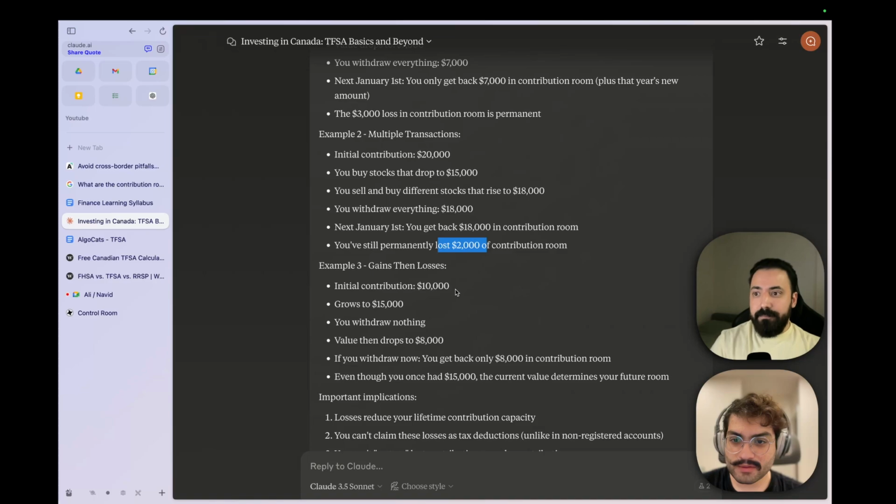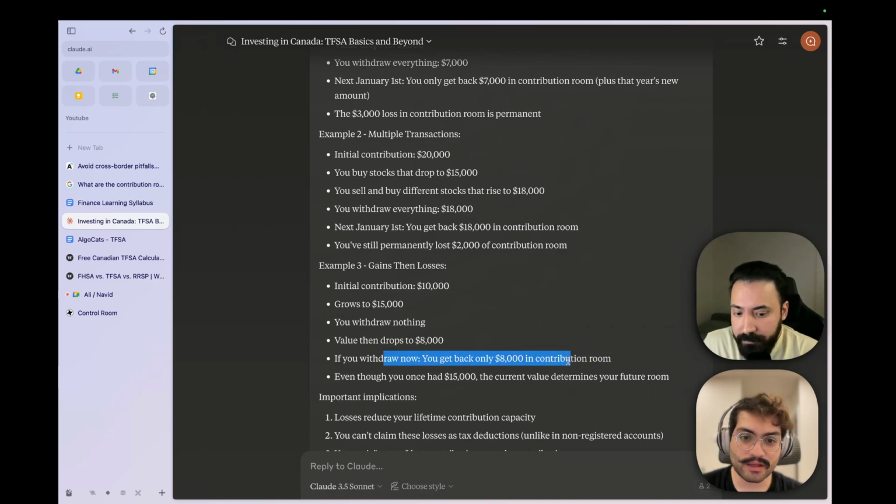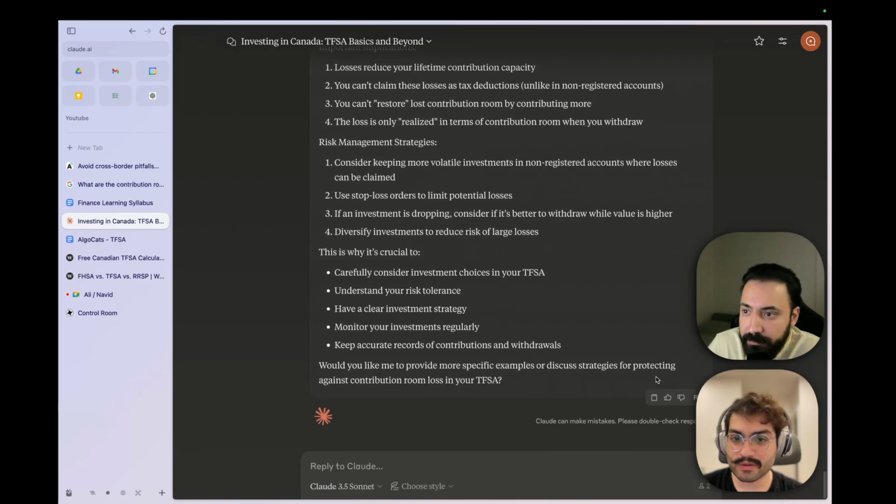So another scenario is you invest 10K, it grows to 15K, you withdraw nothing, suddenly the value drops to 8K, then you withdraw 8K. Even though you had 15K, the current value determines your future. So I think now it's more clear.